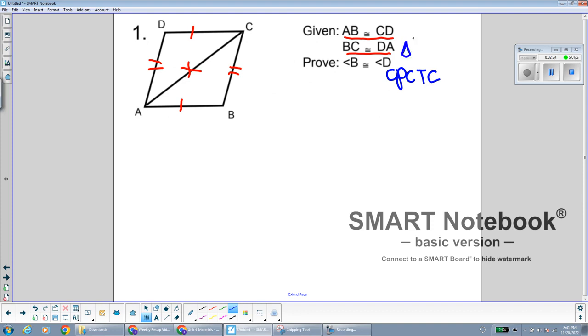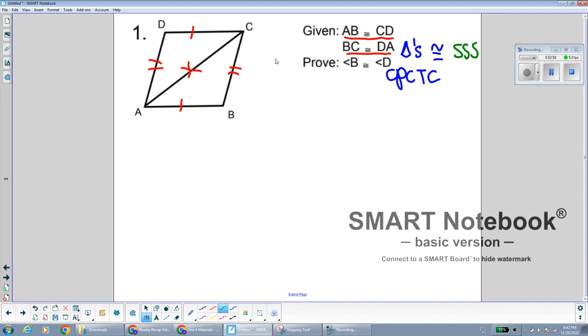So that's our plan. First, we're going to prove the triangles congruent, and then we're going to use CPCTC to prove angle B congruent to angle D. I see from our given information and from the conclusions that we drew that we have side, side, side in the two triangles. So we're going to be proving the triangles congruent using SSS. So take a second, pause the video, and try to write up the proof yourself.